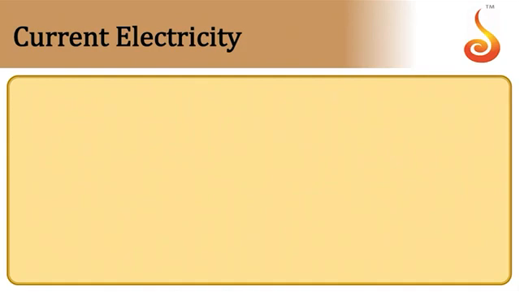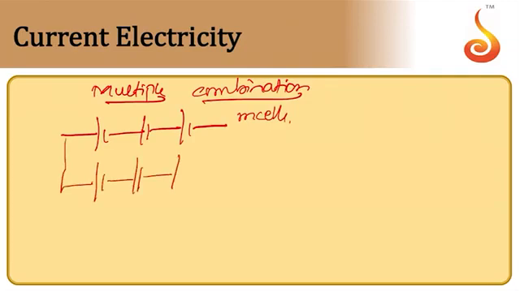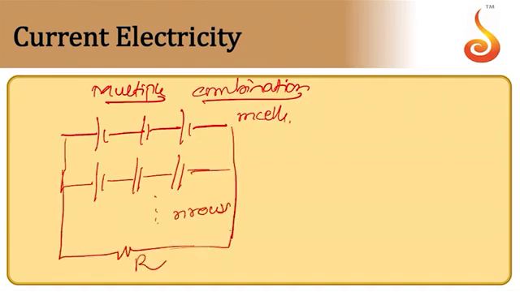Suppose you consider a multiple combination. That means series as well as parallel combination. For example, you can consider it like this. Identical cells. There are, assume, M cells. Okay. And there are N such rows. And this entire combination is connected across an external resistor R. And each cell is of E, R.